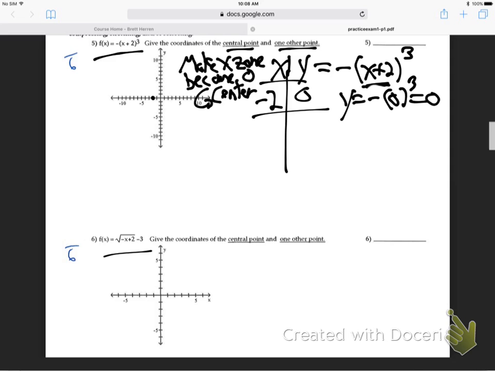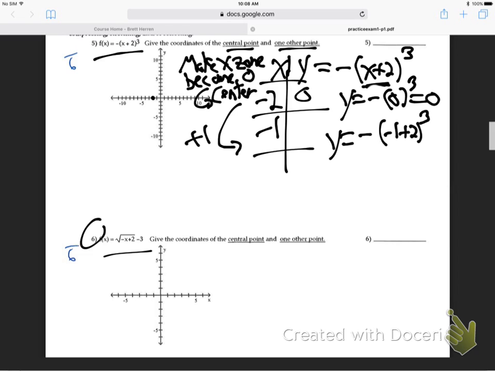Okay, now, find one other point. How do we find the one other point? Just add 1. That almost always works. I say almost. It won't work on number 6, and we'll see that in a minute. So add 1. That'd be -1. Plug in -1. What do we got here? -1 plus 2 cubed. What is that? -1 cubed. -1. Back 1, down 1. Right there. Back 1, down 1.